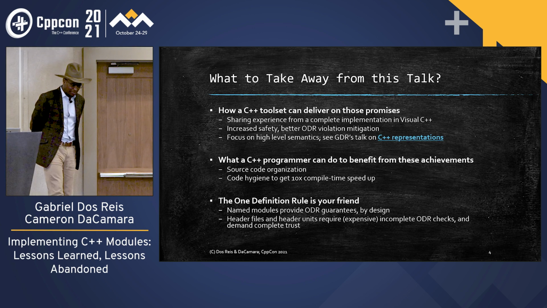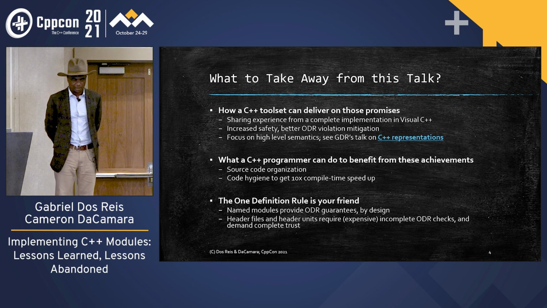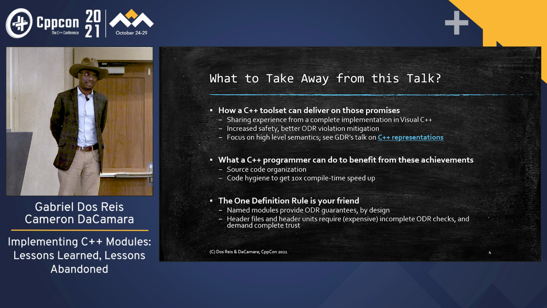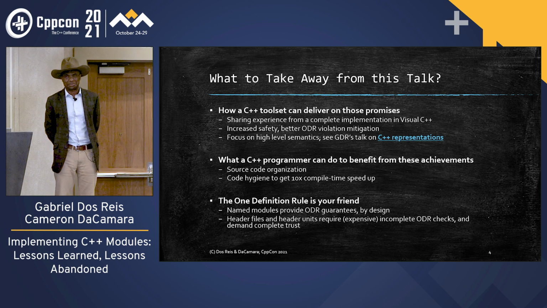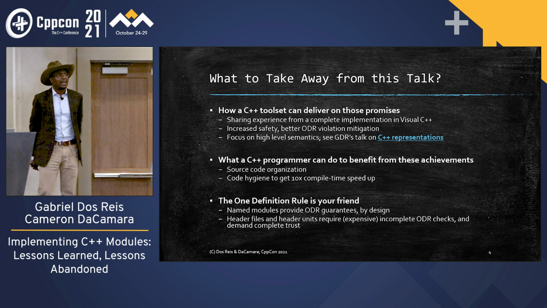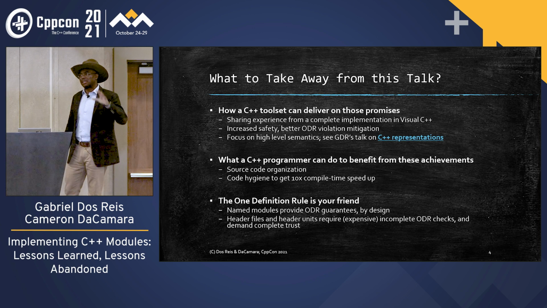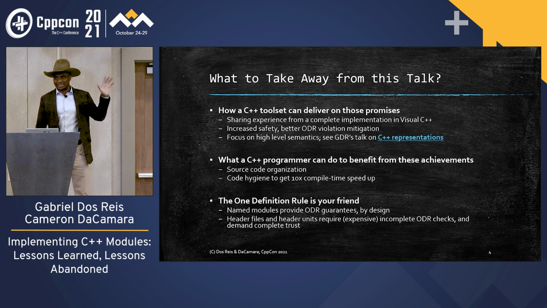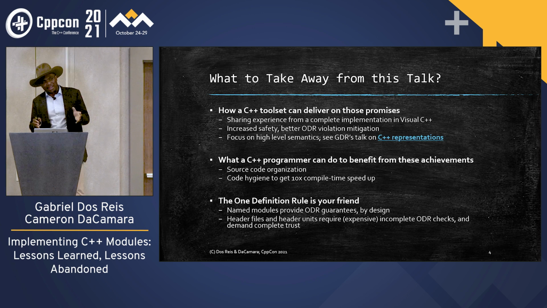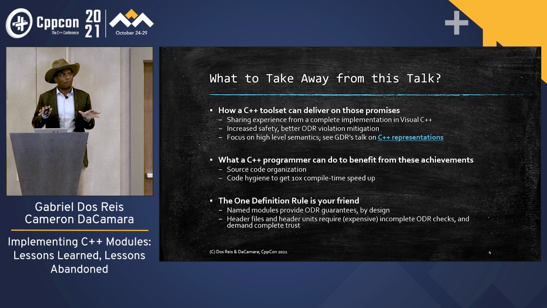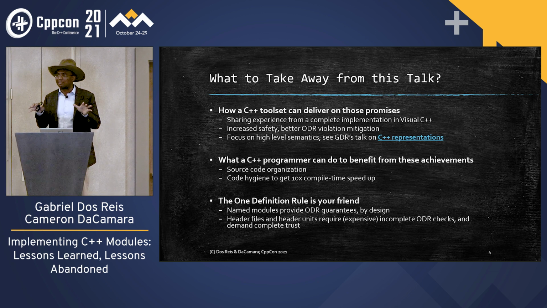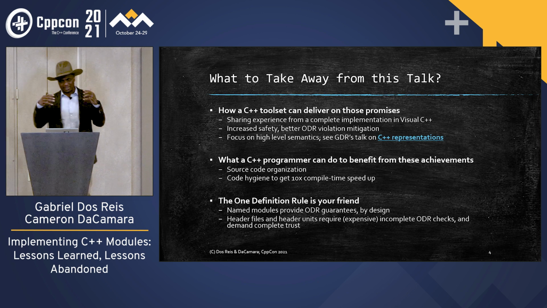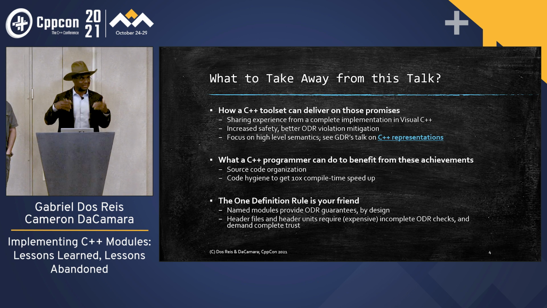So there are various lessons to get from this talk. Some are directed to C++ toolset implementers, and others are directed to C++ users. The first is, as a C++ toolset developer, what can you do to make good on those promises that we made 6 years ago? We'll share some stories here. And knowing that, as a C++ developer, what can you do to take advantage of the fact that the toolset can actually make good on those promises? Those are the things that I want you to take away from this talk.